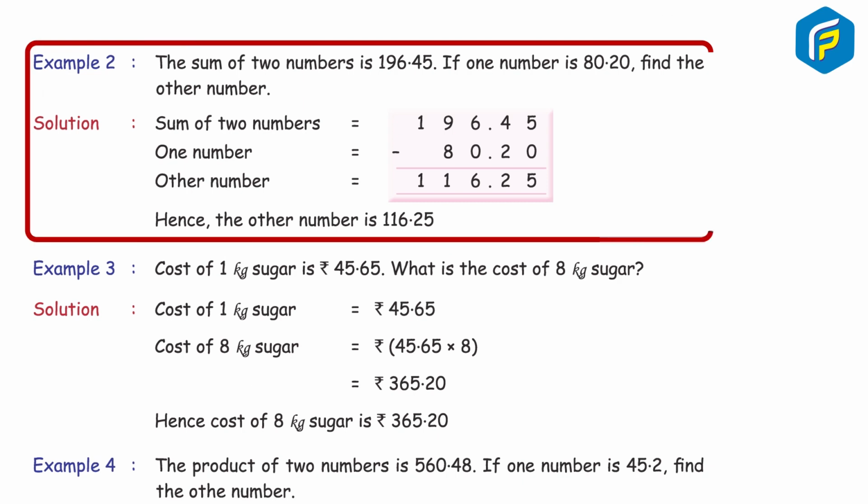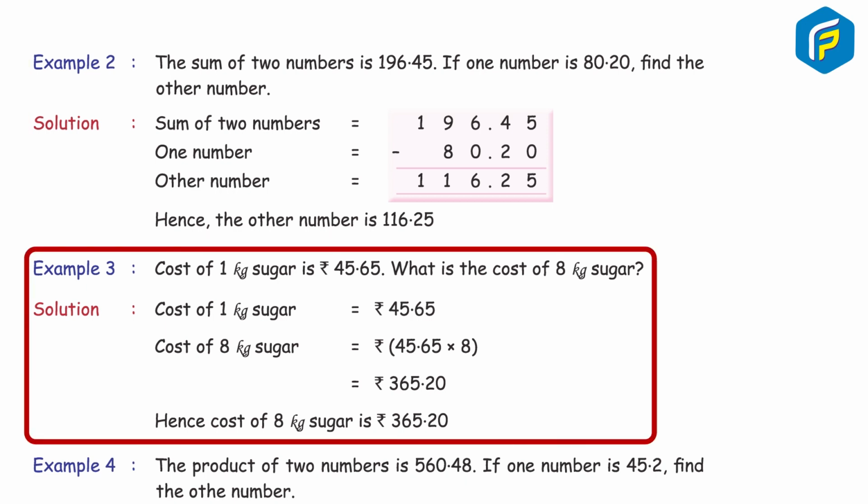Hence Shreya spent rupees 222.10. Example 2. The sum of two numbers is 196.45. If one number is 80.20, find the other number. Solution: sum of two numbers 196.45, one number 80.20, other number 116.25. Hence the other number is 116.25.